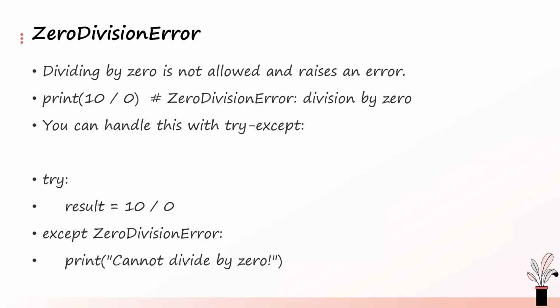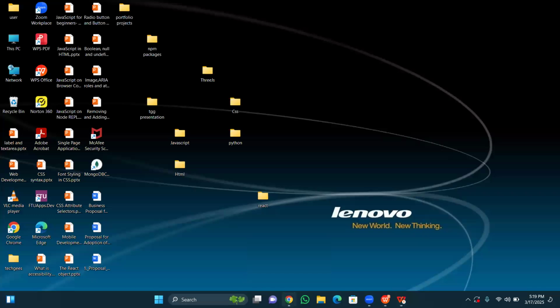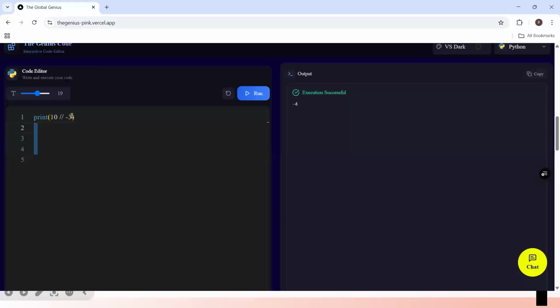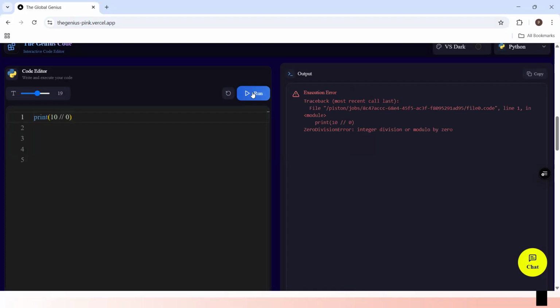Okay, let me show you something. Let's try to divide by 0. If I say 10 divided by 0 and try to run this, it will give us an error. Okay, we have an error. Look at the output. Even if I try to do the floor division, let's see what it will give us: an error. The same thing. You can never divide by 0.